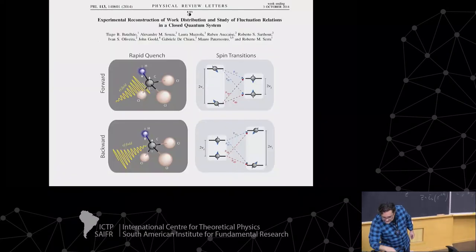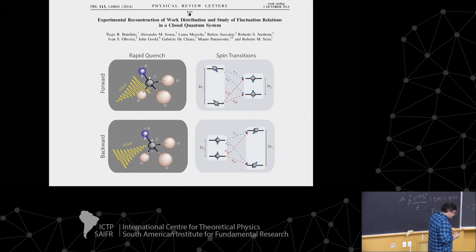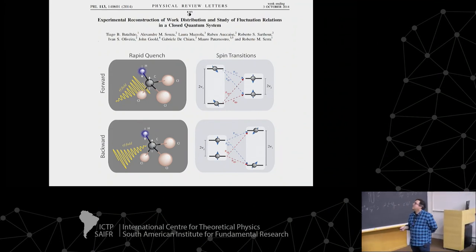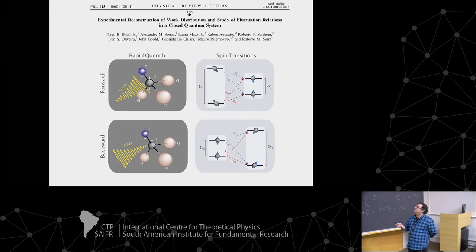So performing this, we can start the thermodynamics of small systems. We will consider the following protocol in a spin system. We will modulate the radio frequency field in order to decrease the gap of the system. This will be analogous to compressing or expanding a piston. So the forward protocol could be a compression, and the backward protocol could be an expansion.